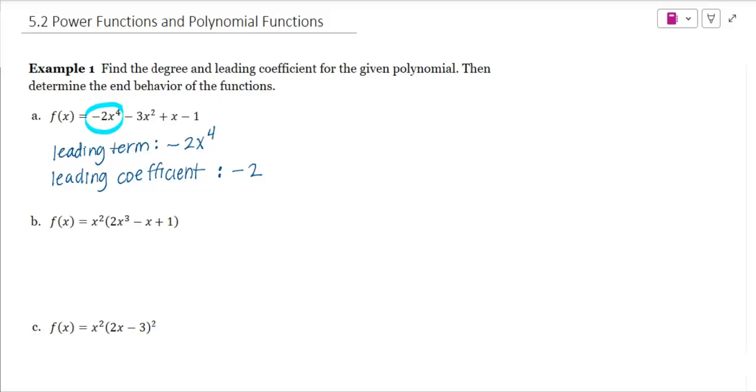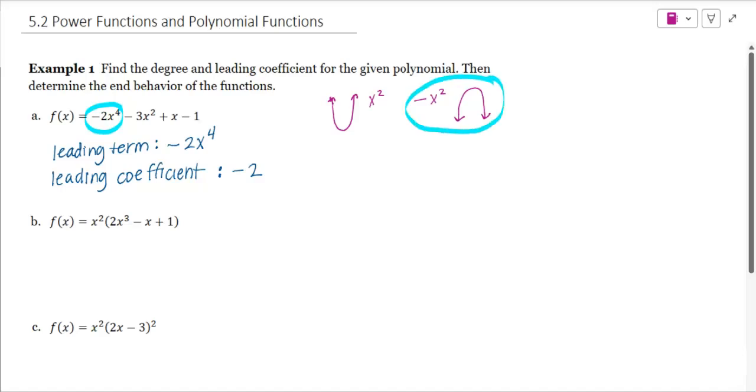Anytime that the highest degree, the highest exponent, is even, the function will behave like an x squared graph. So a normal x squared graph is going to be facing up on the ends like this. And if we have a negative x squared, then it means it's going to be flipped upside down, facing down. So I think that in this context, because we have x to the fourth as our highest exponent, our graph is going to look like this.